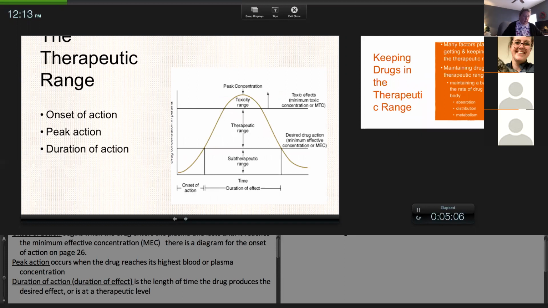Okay, so if we think about the therapeutic range, it's the onset of action, the peak action, and the duration of action. When we give a dose, how long does it take to cause an effect, and what time is our peak action? Now we have to be careful. We don't want toxic effects, so that's why we stay in the proper dose. More of something isn't always better. And you don't want to get into that sub-therapeutic range either.